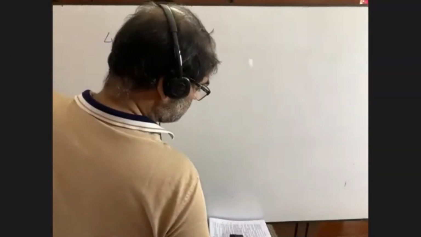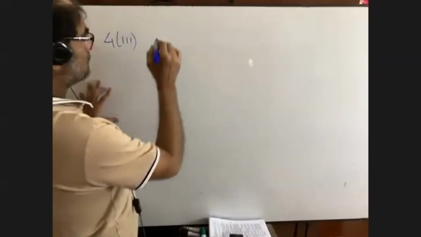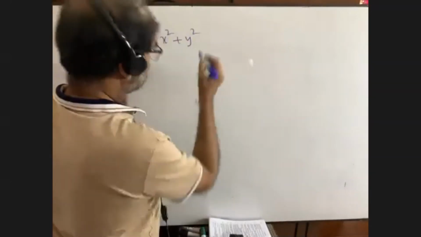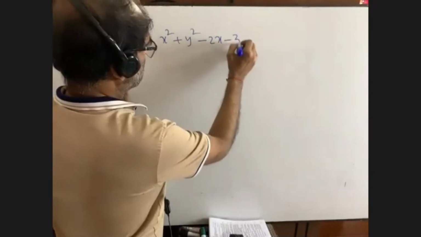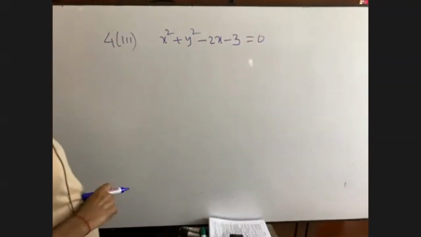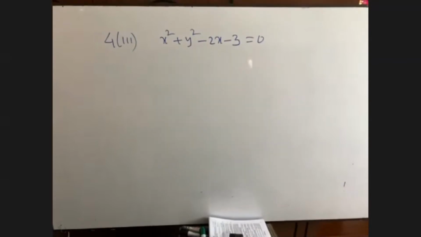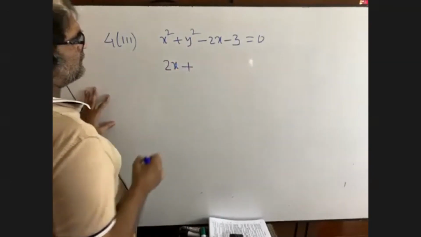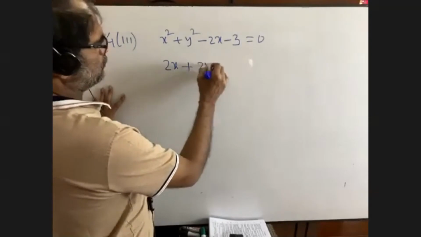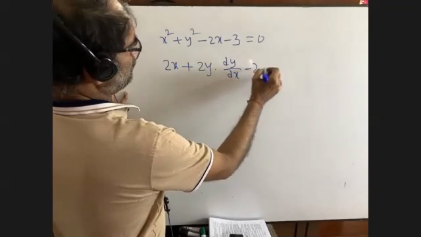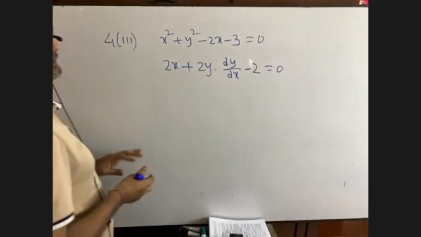Find the coordinates of the points on the curve x square plus y square minus 2x minus 3 equals to 0. Find dy by dx. Can you find dy by dx? Yes, sir. 2x, then 2y dy by dx minus 2 equals to 0. Am I right?